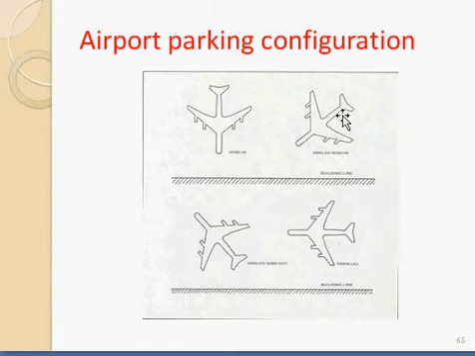Then angled nose in parking means the nose will be inclined to the terminal building. It will not be perpendicular, it will be at some angle, and here the nose will be pointing towards the terminal building. Next is nose out parking. Nose out parking will be like this: the nose will be coming here and the tail to this end, that is, the tail will be coming adjacent to the terminal building.